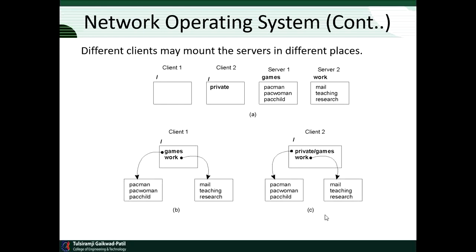So here we can see different clients may mount the server in different places. Here client 1 and client 2 are given. Client 2 has its own private memory, and there are two servers, server 1 and server 2. Server 1 is for games and server 2 is for work. So client 1 wants to access the games and work servers.